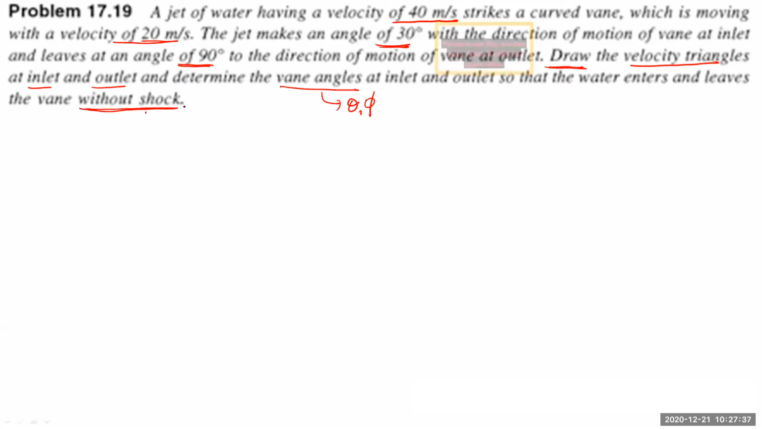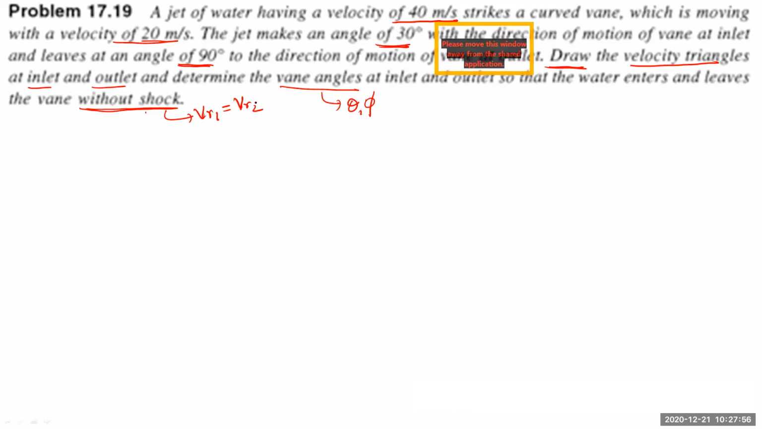What is the meaning of this line? This line is telling you that VR1 equals VR2. I hope what is given in the numerical is clear to all of you. Now, first of all, try to draw the velocity diagram on your own.